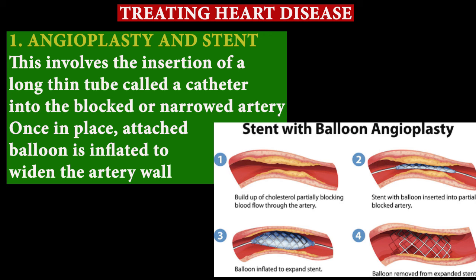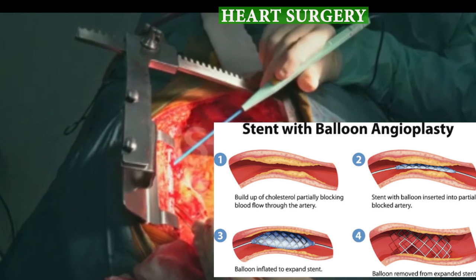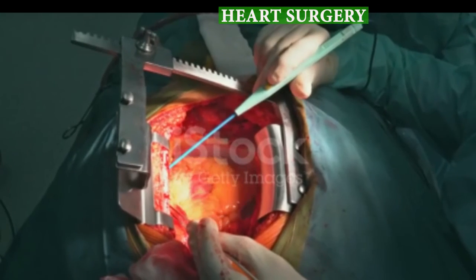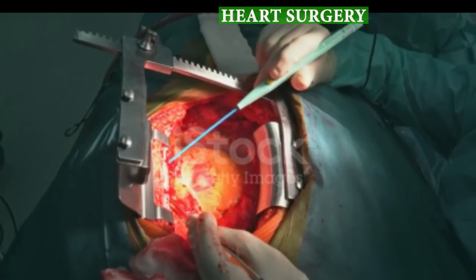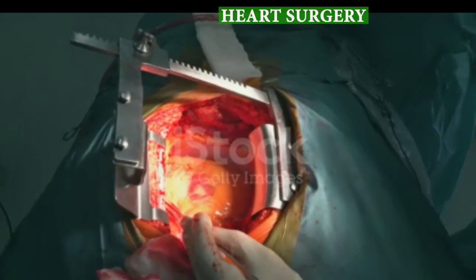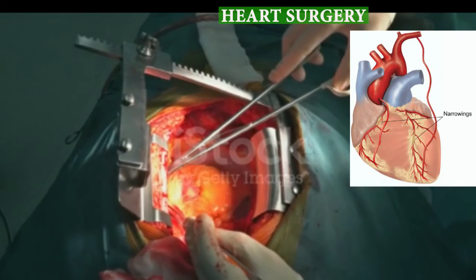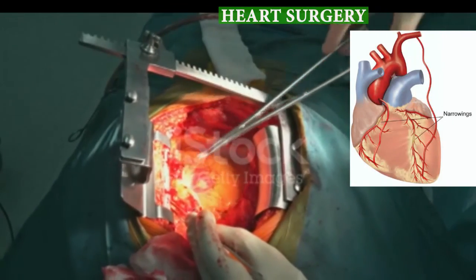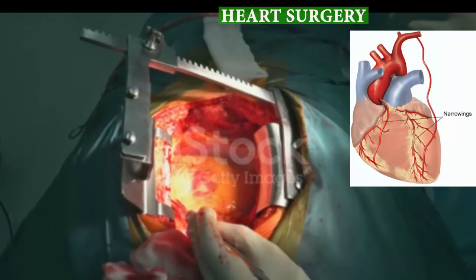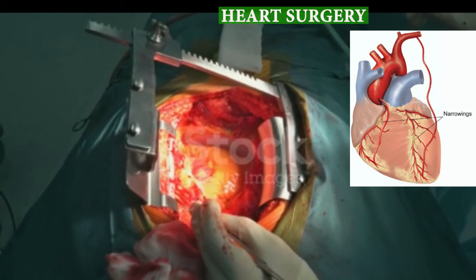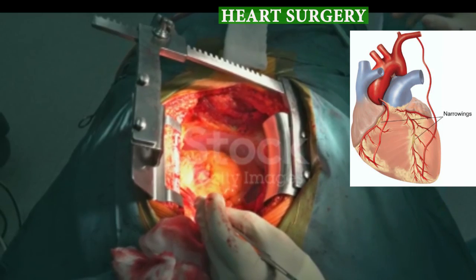And the other method is a bypass surgery. Here, the surgeon removes a section of the blood vessels from a different part of the body. The blood vessel is then attached around the blocked region of the artery to bypass it, allowing blood to pass freely. This is a major invasive operation because it involves open heart surgery.